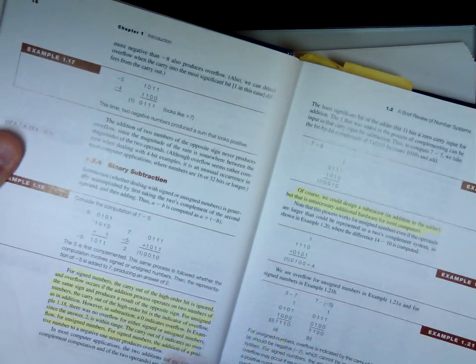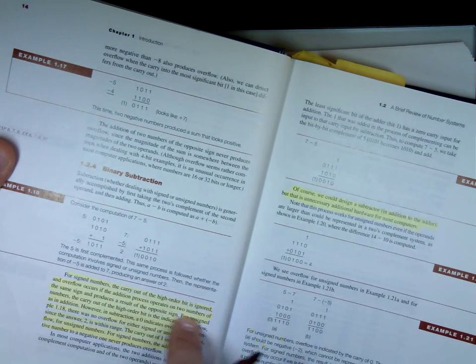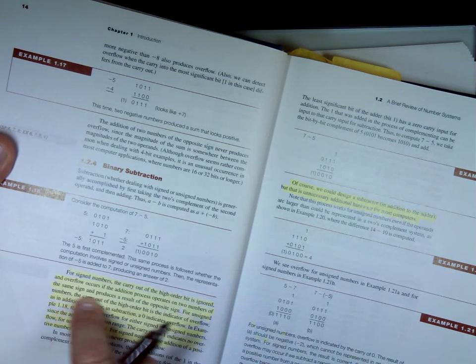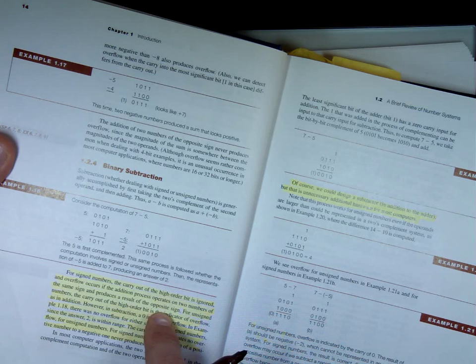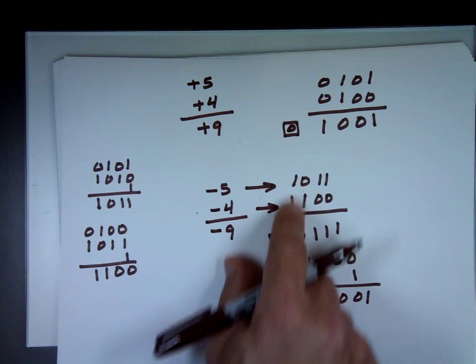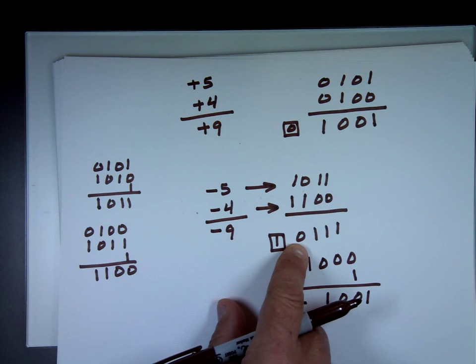For signed numbers, here we go: the addition operates on two numbers of the same sign and produces a result of opposite sign. I'm adding two numbers of the same sign. Notice they both have 1s and they're both negative. The result looks like it's a positive number. That says something is not right.